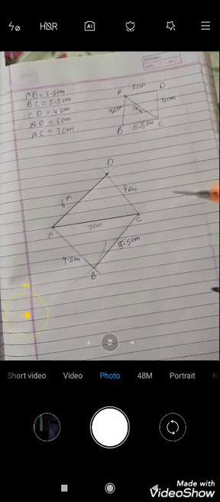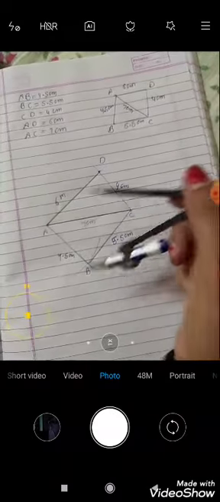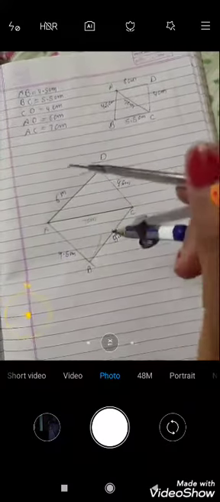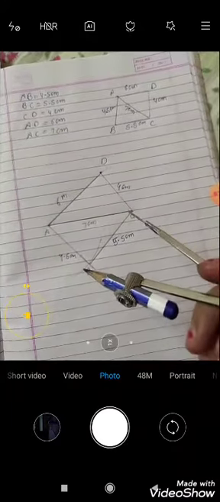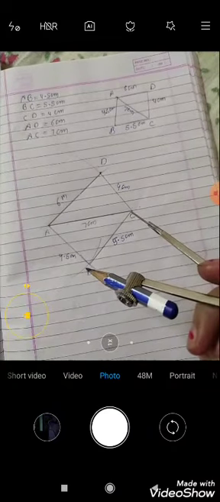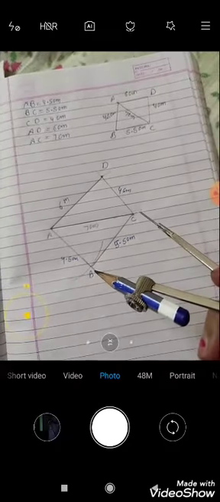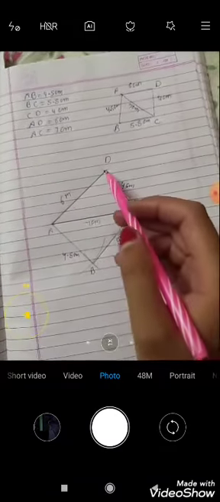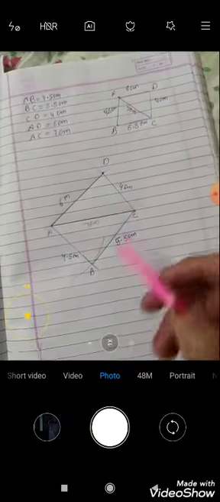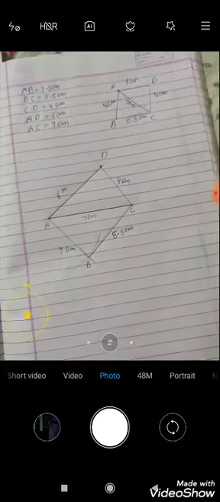The same process is applied for the downward direction. First we place the tip of the compass on the point A and make an arc of 4.5 centimeter. Then we place the tip of the compass on the point C and make another arc of 5.5 centimeter. Where these two arcs intersect each other, this point is known as point B. At the last we join A to D, C to D, C to B and A to B, and we have quadrilateral ABCD.